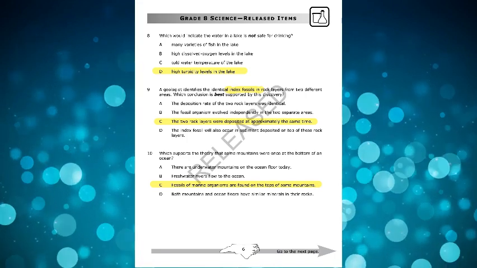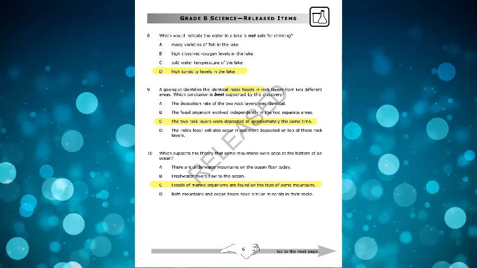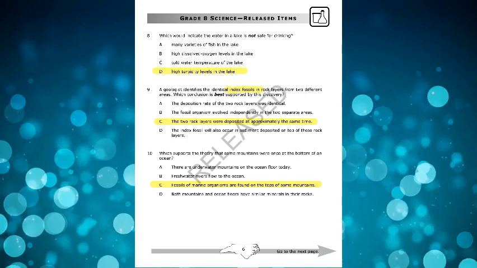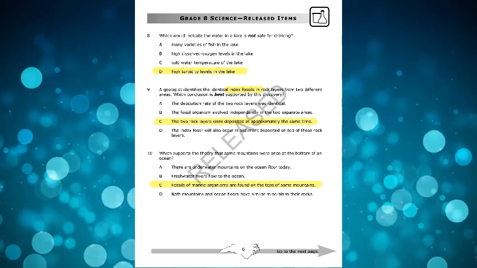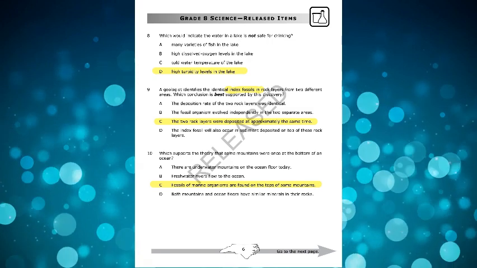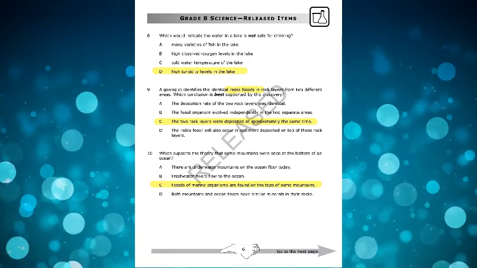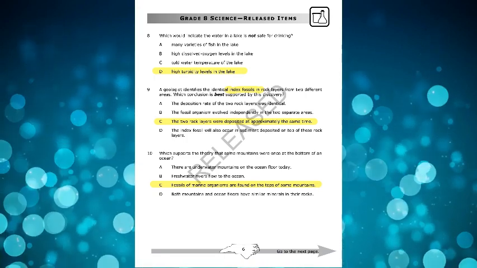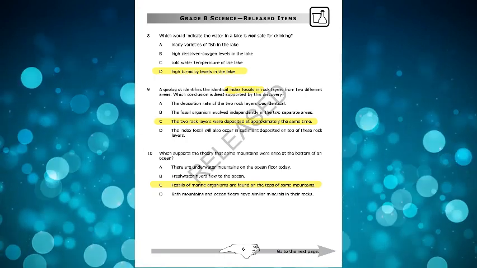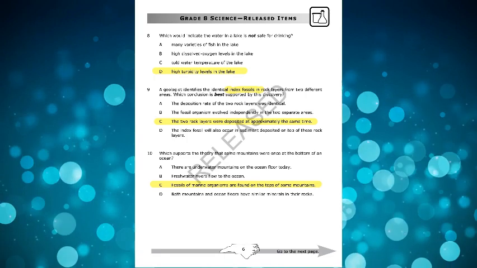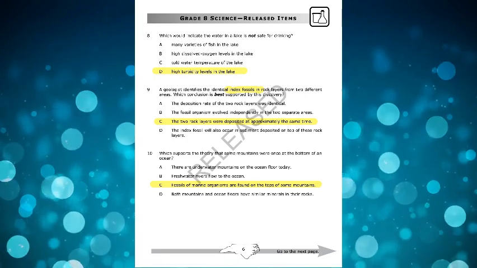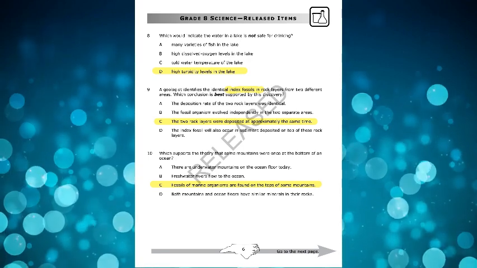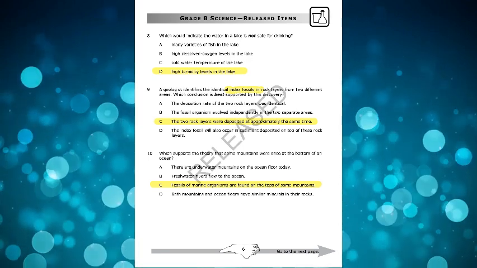A geologist identifies nine identical index fossils in rock layers from two different areas. Which conclusion is best supported by this discovery? You could say the two rock layers were deposited at approximately the same time. Remember, index fossils are fossils that help you determine when something was buried, when something was alive. They're kind of like what you judge other fossils by.